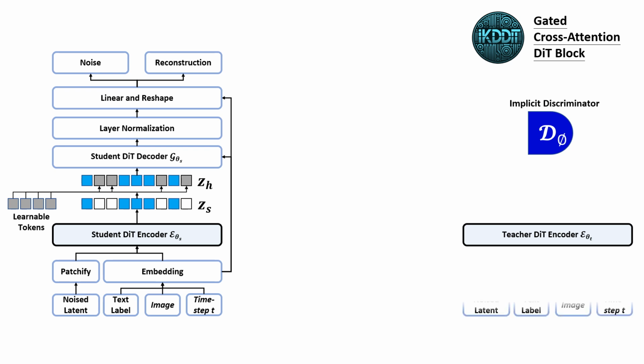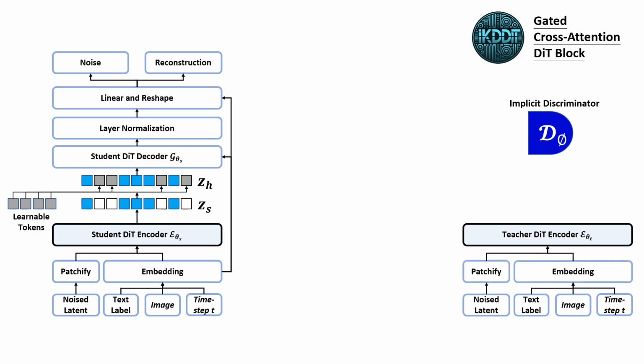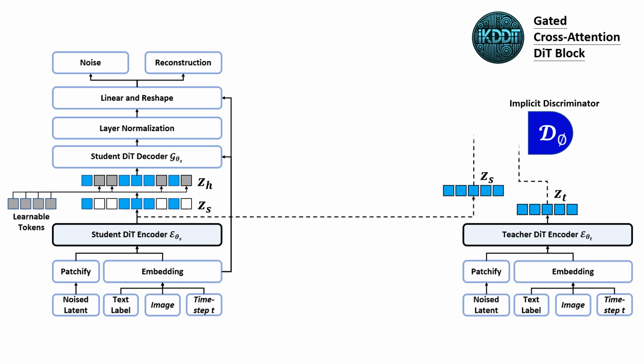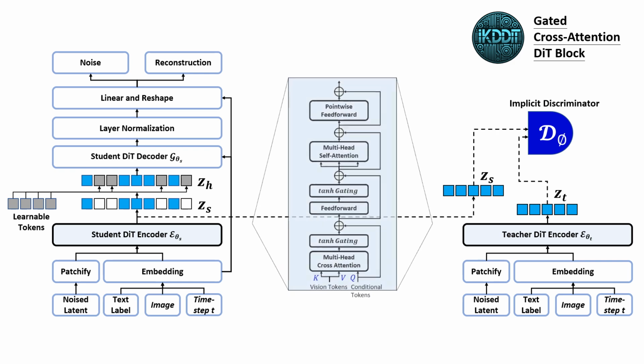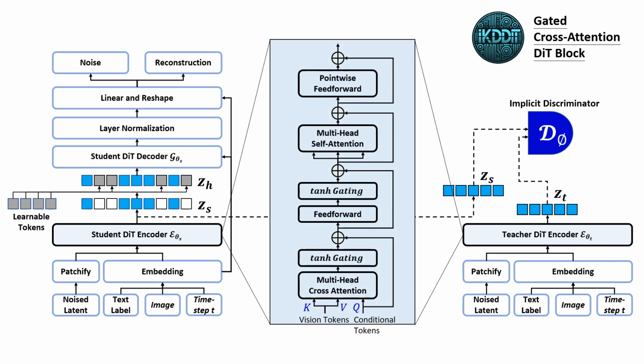On the other hand, the teacher DiT encoder receives the full input, including all patches, labels, images, and time step information. After patchify and embedding operations, it produces a complete representation, serving as a strong reference for guiding the student encoder. Inside the encoder, we incorporate a gated cross-attention mechanism. Vision tokens interact with conditional embeddings through multi-head cross-attention, while the tanh gating function adaptively regulates the information flow. This design enables the model to effectively balance visual features with conditional guidance, leading to more robust and accurate representations.